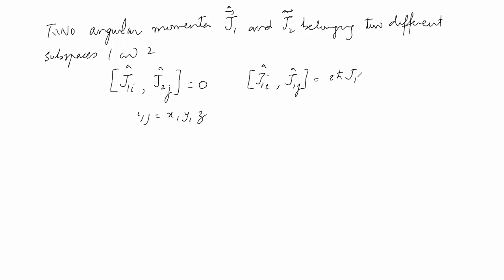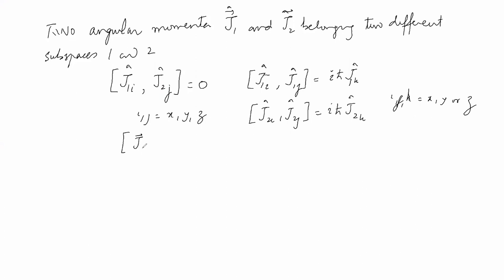While when we talk about a single particle, then for that single particle, [J1i, J1j] will follow the same commutation relation as I wrote earlier, iħ J1k, and [J2i, J2j] will also equal iħ J2k, where i, j, k are x, y, or z. Okay, this is an important point.